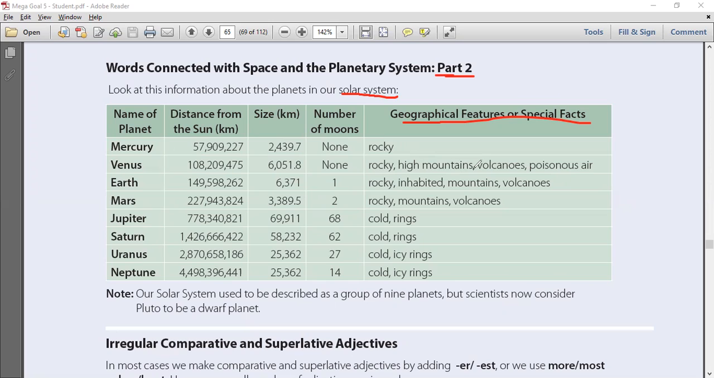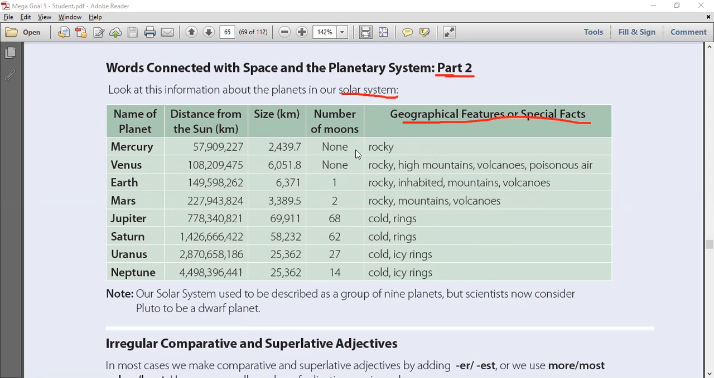Venus, rocky, high mountains, volcanoes, poisonous air, so we cannot live there. Earth, we have rocky, inhabited, and mountains and volcanoes. Of course, we live here. Mars, we have rocky, mountains, volcanoes. While in Jupiter, Saturn, and Uranus, they have cold and icy rings also.